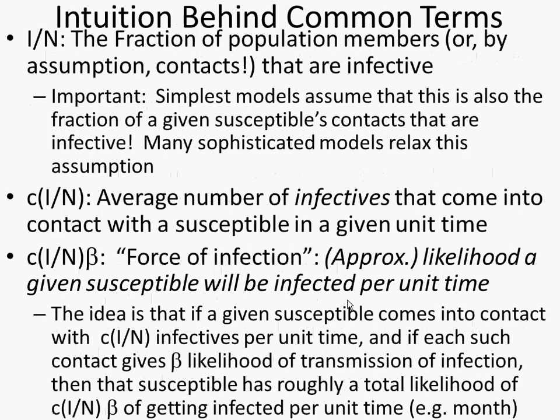Are there any questions about those parameters? Let me make sure you've been listening. What is C here? Yes, it's the contact rate: how many people a given person in the population, say a susceptible, comes into contact with per unit time.